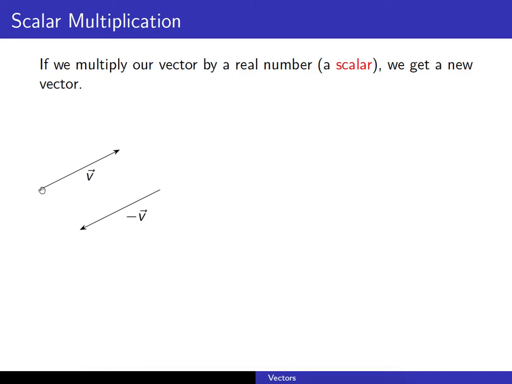So let's say original vector v maybe had coordinates of 5, 2. Negative vector v is going to have coordinates negative 5, negative 2. So it's just going to make each of the horizontal and vertical components their opposite, which is just going to have the vector pointing the opposite direction.